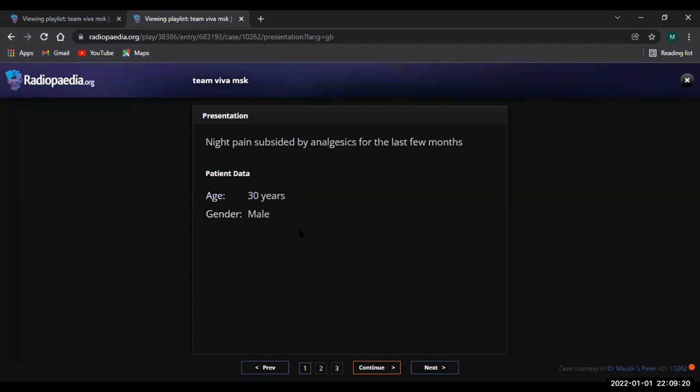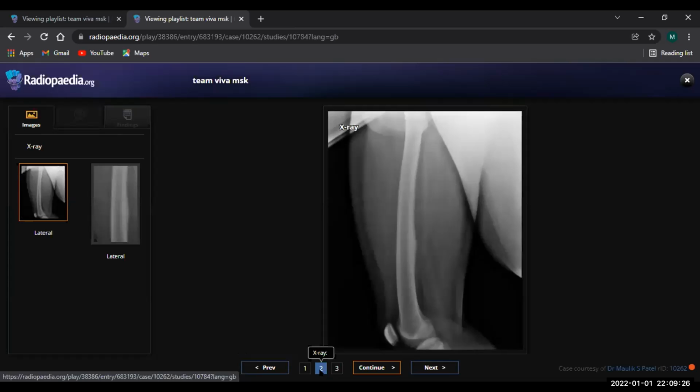Night pain subsided by analgesics for the last few months. 30-year-old male. So this is a lateral femur radiograph showing mid-shaft posterior cortical thickening.